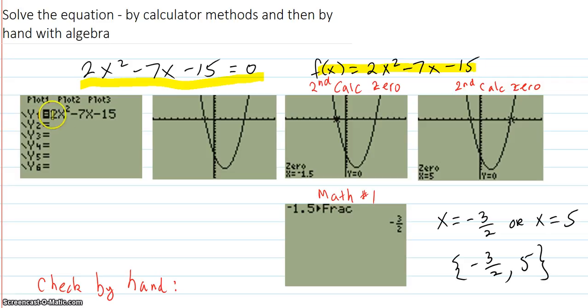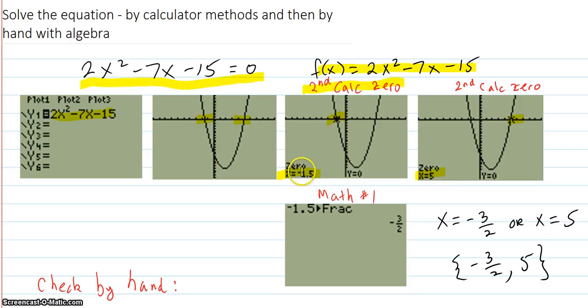So we put the function in y1, graph it on a decent window that shows the roots here, do a second calc 0 to find that root, which is negative 1.5, and do a second calc 0 again to find this root, which is x equals 5.